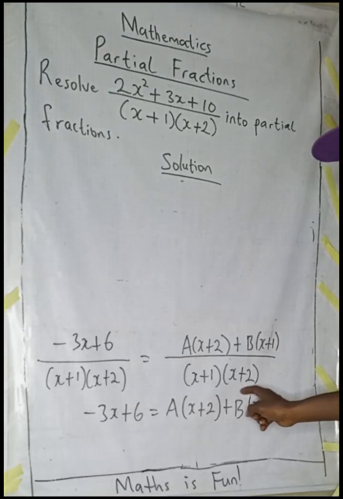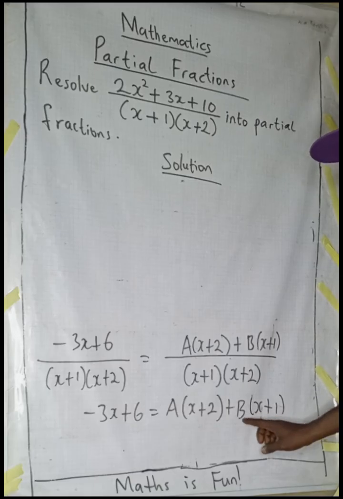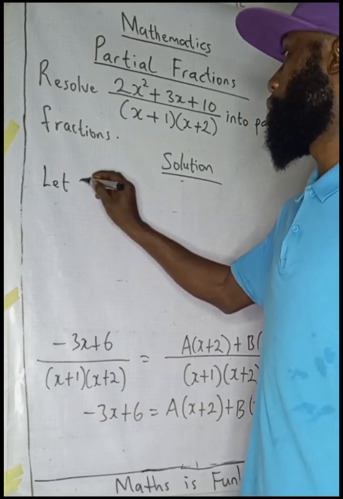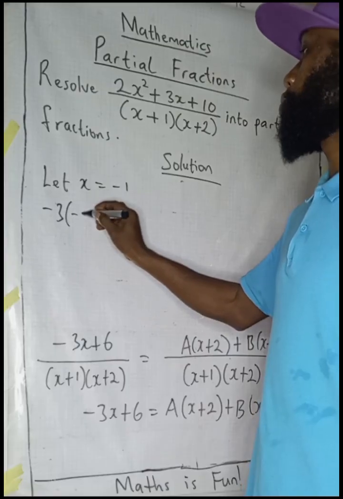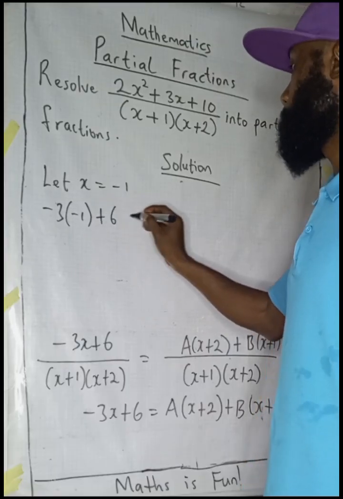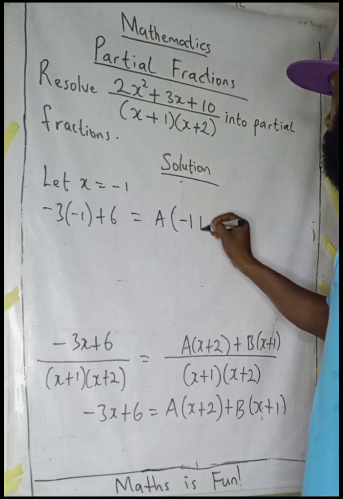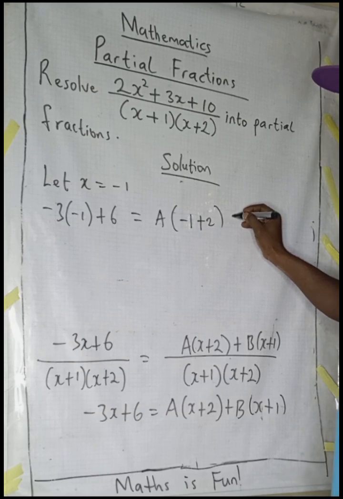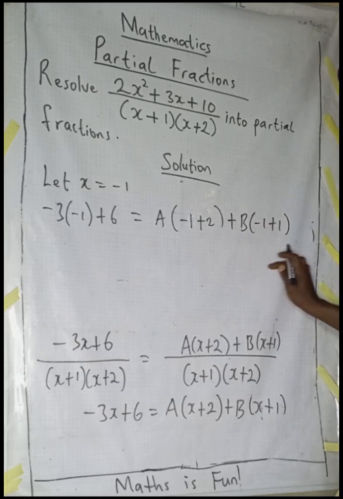Let's make everything with b to be 0. Once we put x as minus 1, we're going to have minus 1 plus 1, that will be 0. 0 times b, everything will be 0. We can find a. So let x be minus 1. So from here, minus 3 times minus 1 plus 6 is equal to a times, what's x now? Minus 1, so minus 1 plus 2. This is just saying plus b times minus 1 plus 1. Everything here is 0, right?